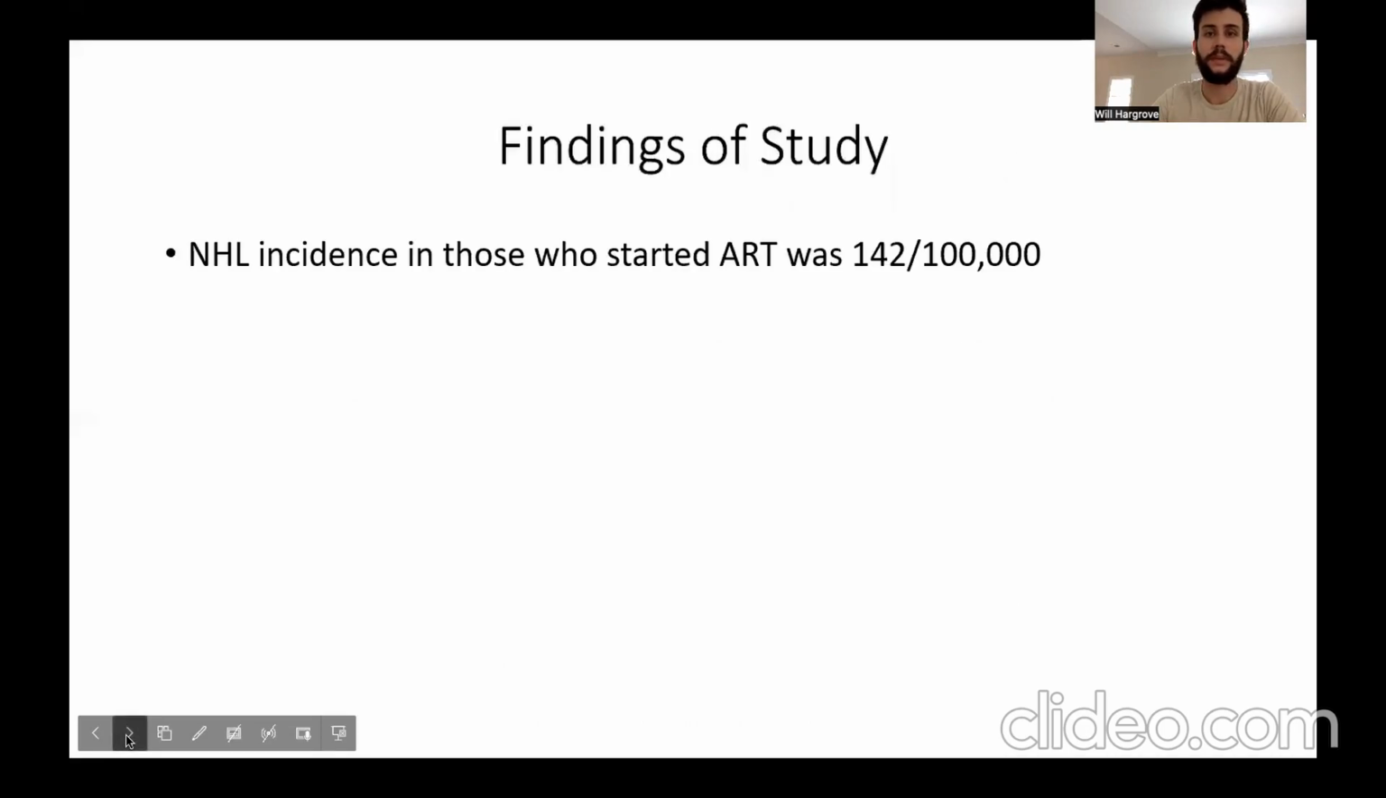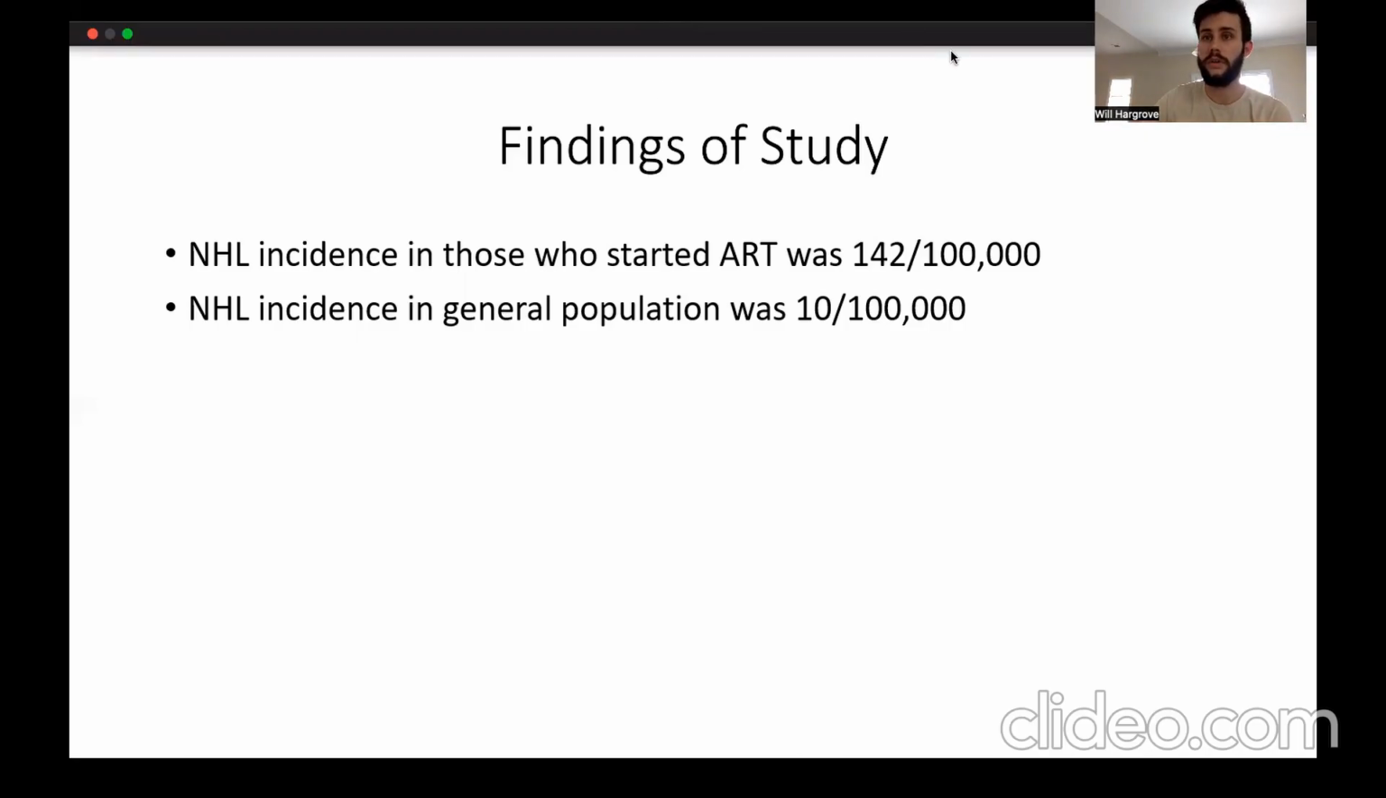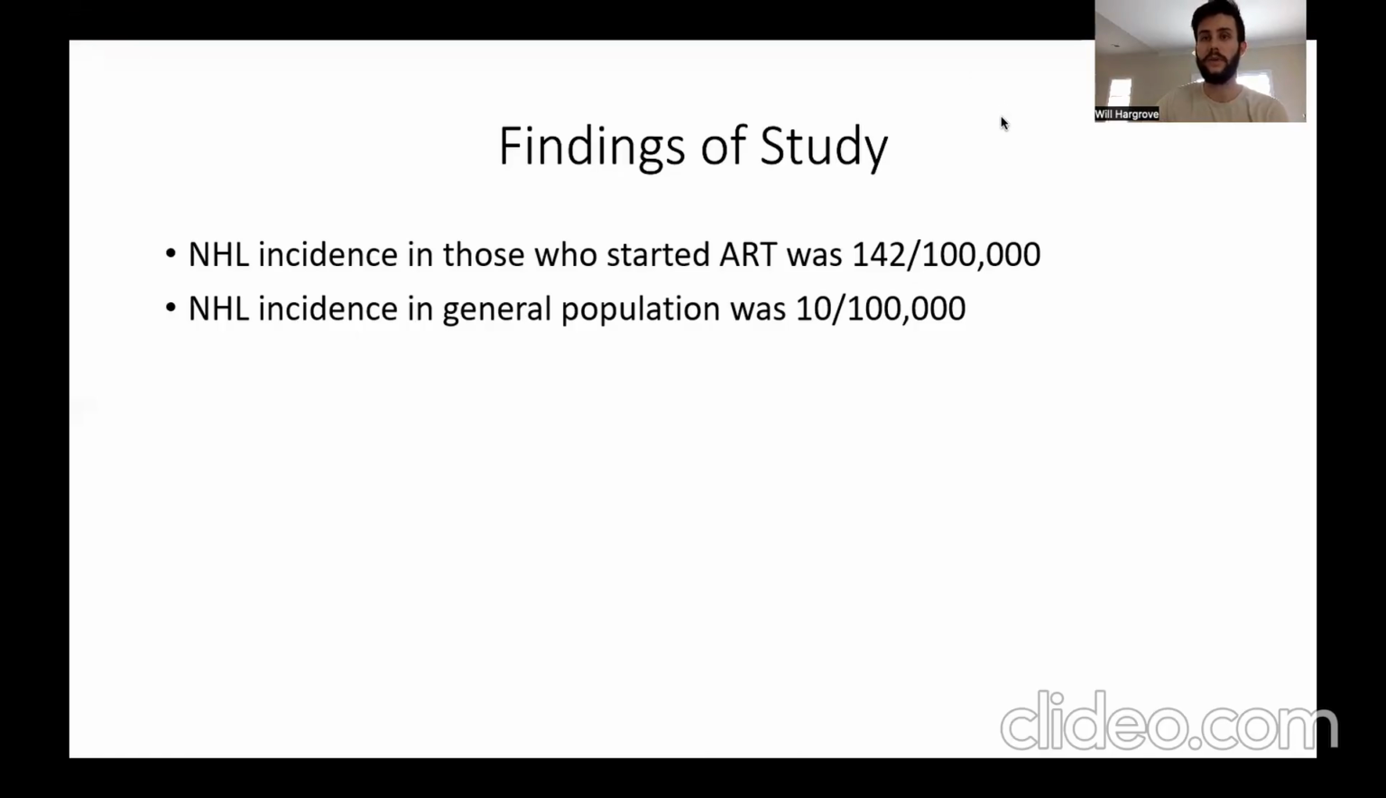All right. So some other findings of the study, there's not a graph for it within the study, was that out of 100,000 people who were on ART or therapy, 142 of them had NHL. Compare that to the general population of 10 out of 100,000. That is a significant difference. That is 14 times difference. So 14 times more likely if you have HIV, because those are the only ones who are on ART. If you have HIV, you are 14 times more likely to get NHL. That is very significant. So if we find a cure for HIV, we lower the incidence for NHL.